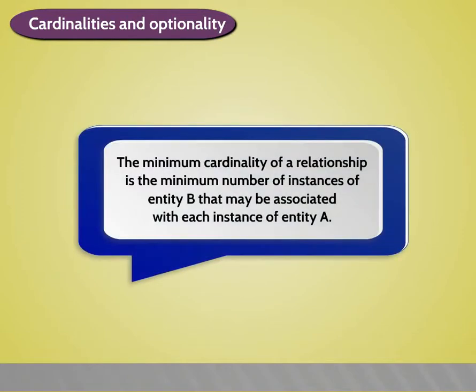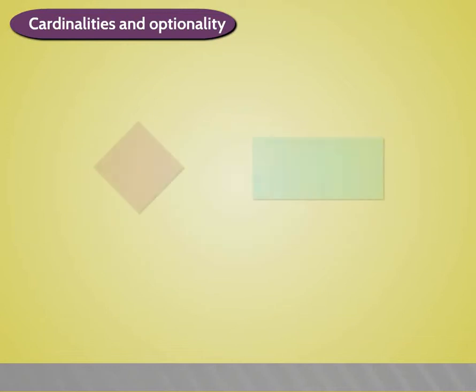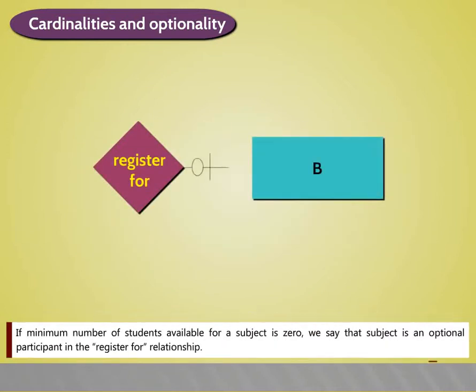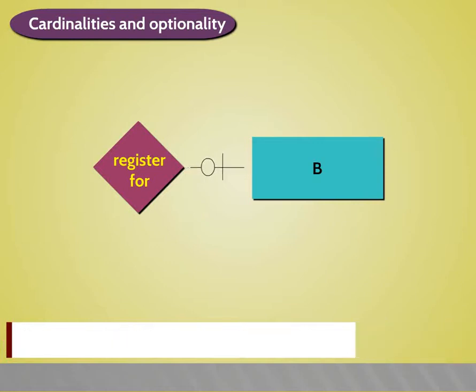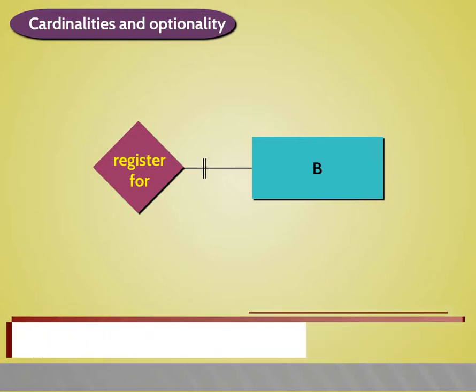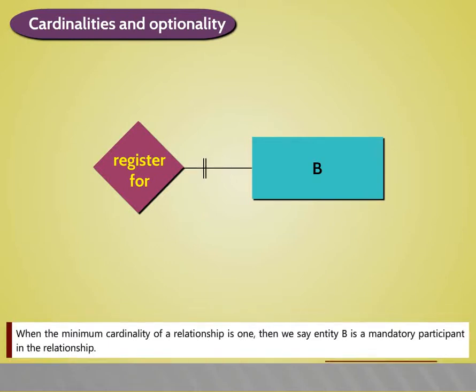The minimum cardinality of a relationship is the minimum number of instances of entity B that may be associated with each instance of entity A. If the minimum number of students available for a subject is 0, we say that a subject is an optional participant in the register for a relationship. When the minimum cardinality of a relationship is 1, then we say entity B is a mandatory participant in the relationship.